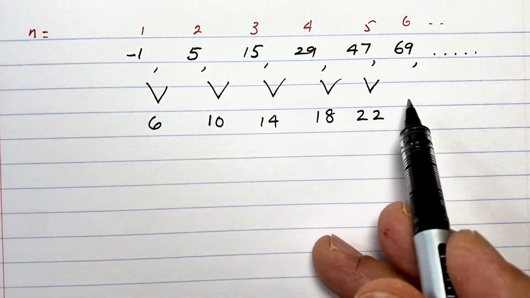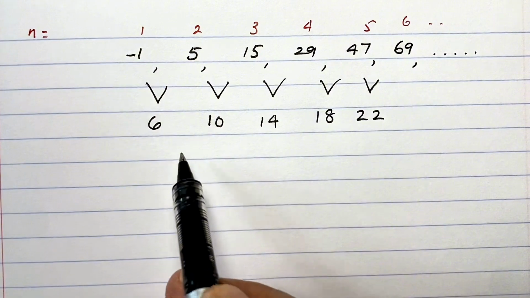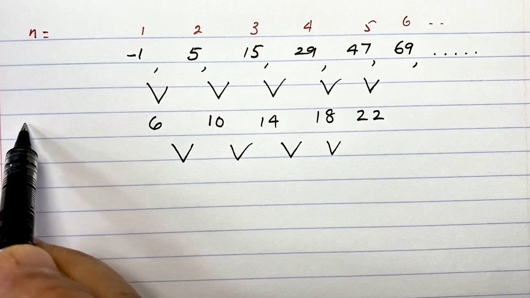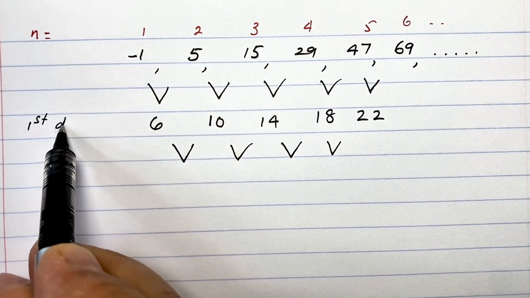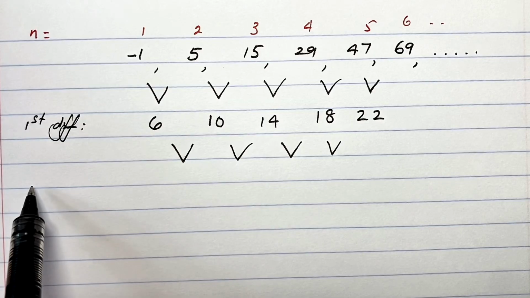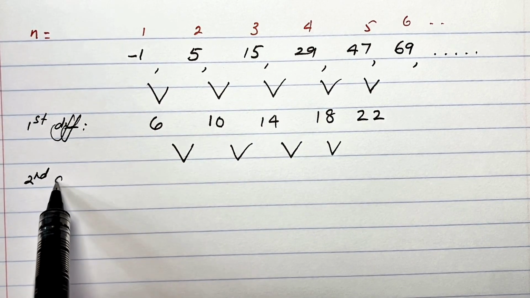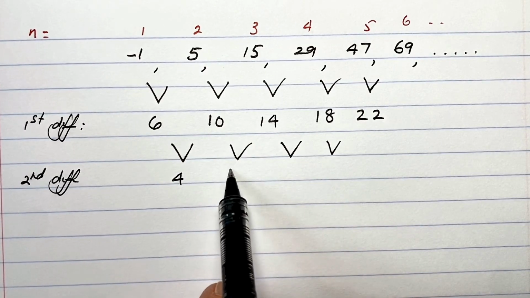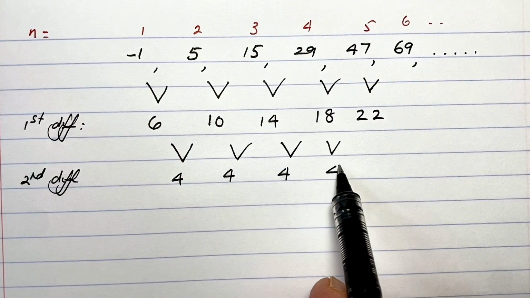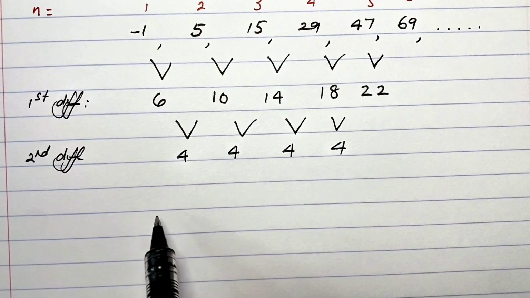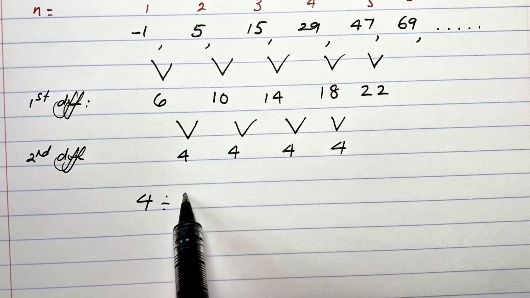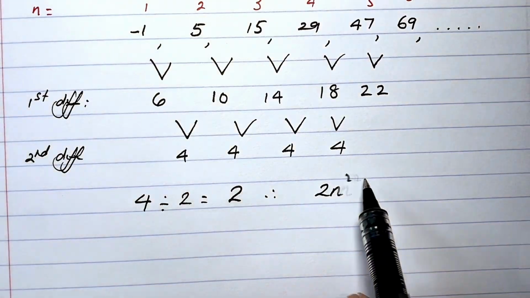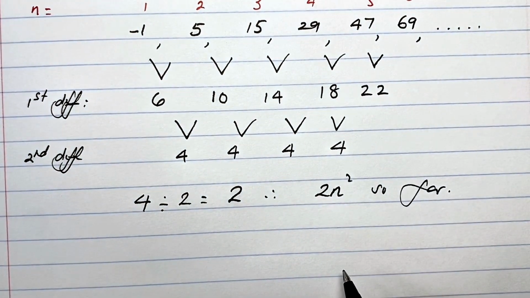So as you can see, the first difference is not the same number. Let's go for the second difference. So let me just label it as first difference, now second difference. 10 take away 6, 14 take away 10. They all produce a second difference of 4. Dividing 4 by 2. Therefore, 2n squared so far for our nth term.